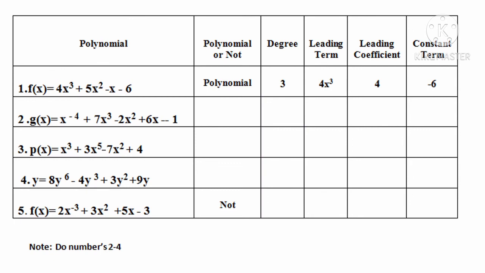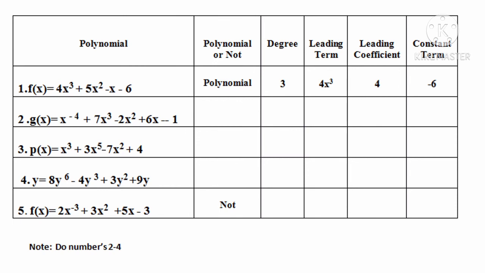Then the highest exponent we have is 3. So the degree is 3. Now the leading term we have is 4x cubed. This contains the highest exponent and the leading coefficient is 4. And lastly, the constant term is negative 6.